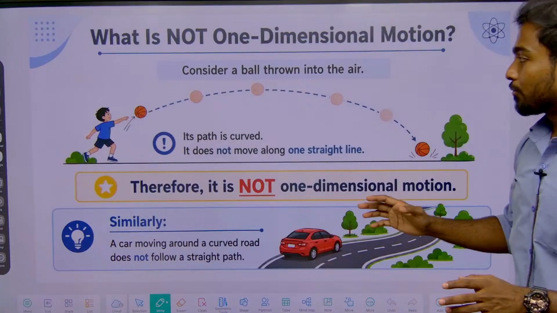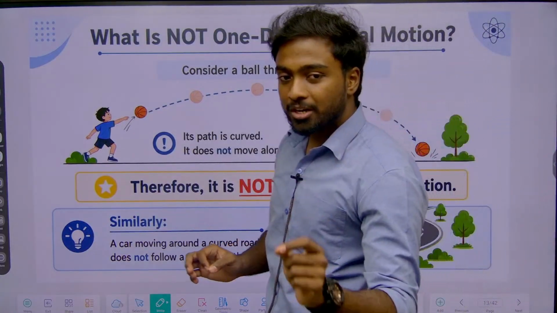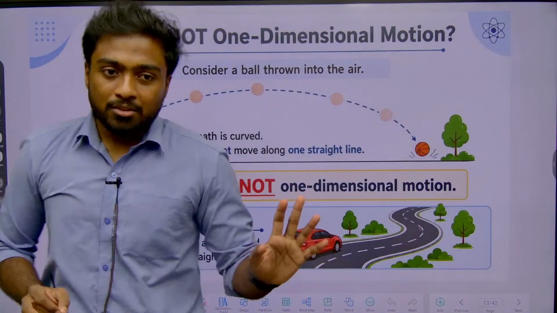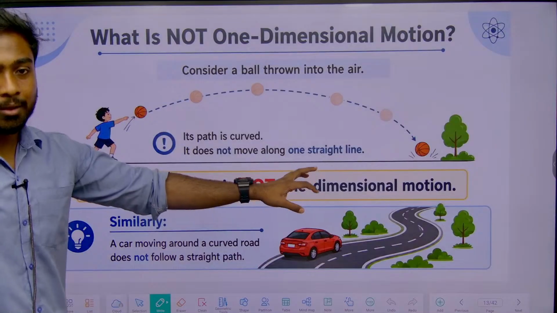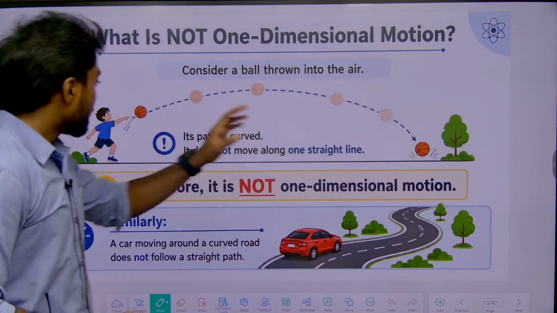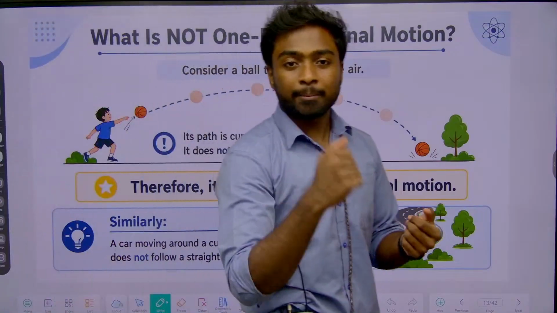So that is one of the best examples for a motion that is not one dimensional, which is nothing but a motion in two dimensions, or a curved path, like throwing the object like this. Any other example, basketball we can say.